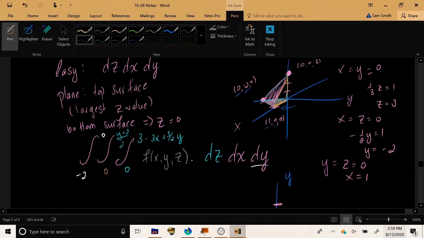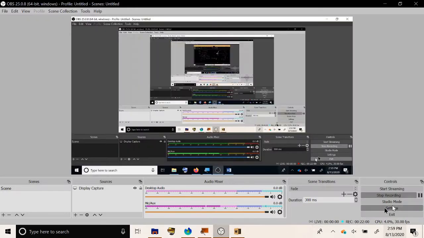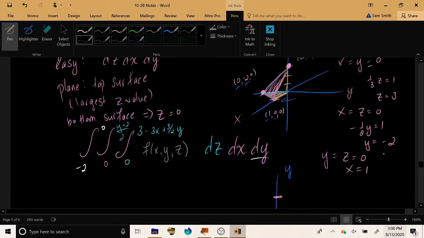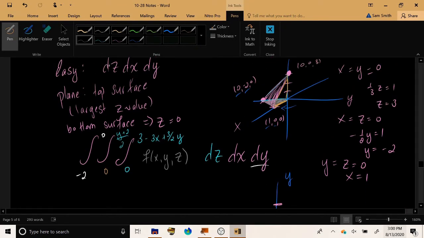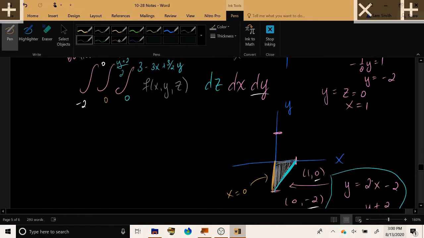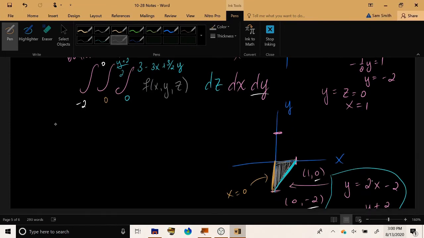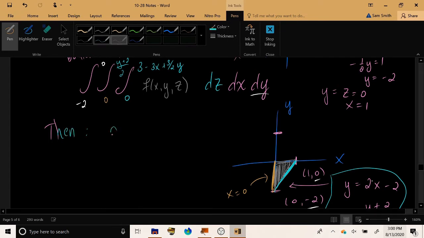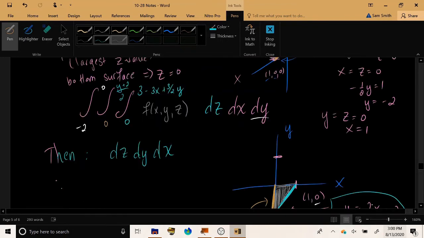Alright, let's get the next easy order of integration, the next one that has z in the front, which is dz, dy, dx. Then the next one will do dz, dy, dx.